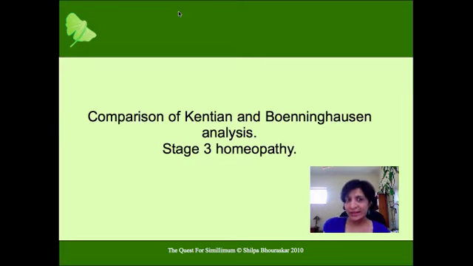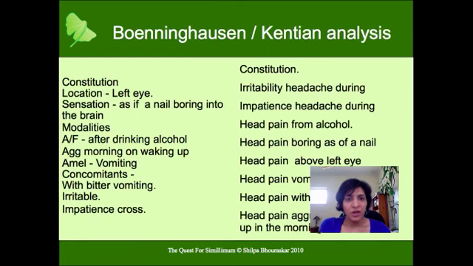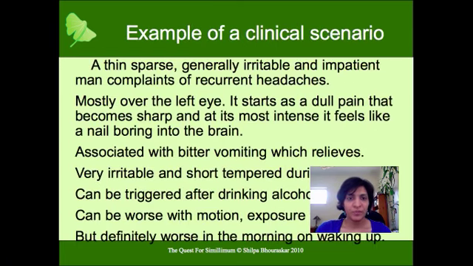Now let's look at that clinical scenario, and using one single clinical scenario, we'll analyze it using both approaches, the Kentian and the Boenninghausen, and we'll try and compare the similarities and the differences. So that should help you work out an analysis in your practice for a given case. So this is your case.